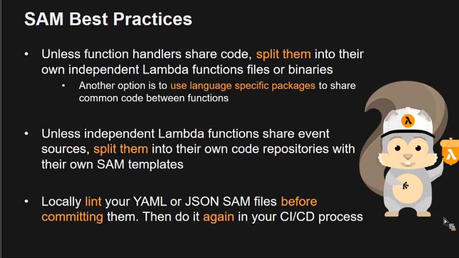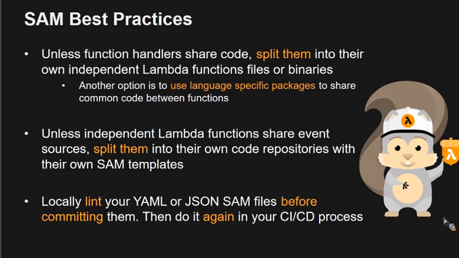So let's talk about just a couple of SAM best practices here. When you're working with SAM, there's a couple of things that you want to think about, especially in terms of how you structure your files inside of Lambda. Sometimes people talk about having many Lambda functions inside of a single repository. Some talk about breaking it down very far. Typically, what I like to recommend is that if the function handlers share code, then it makes sense to keep them inside of a single file. If they don't share code, however, you probably want to split them into their own individual function files or binaries if you're using Java or C#.